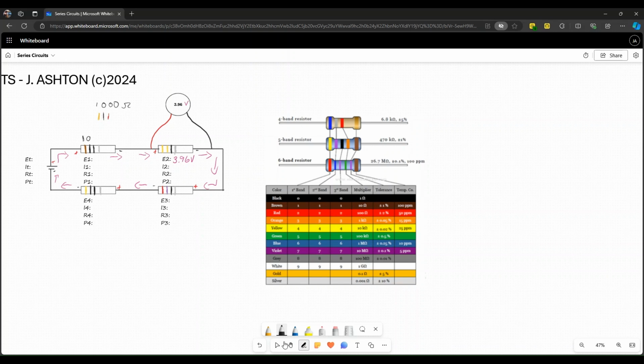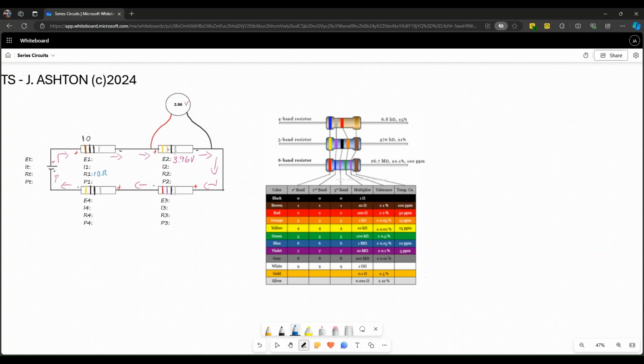Right? But for ours, we are brown, black, black. All right, so just 10 ohms. So now I can throw that in here. R1 equals 10 ohms. And I would like to use a different color. So 10 ohms.